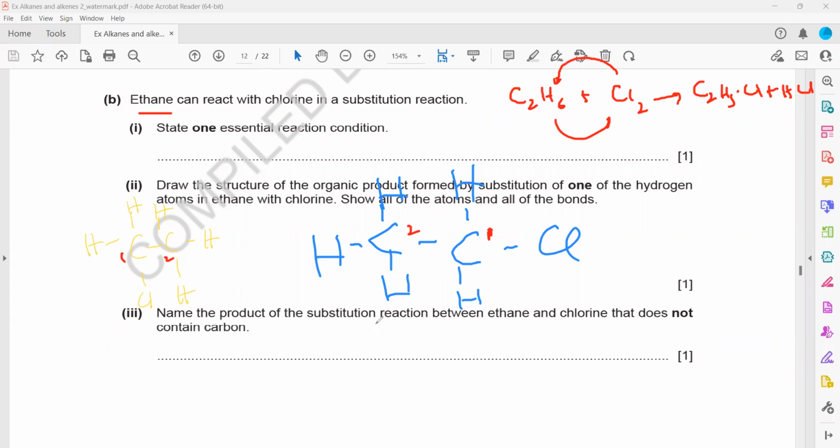Then name the product of the substitution reaction between ethane and chlorine that does not contain carbon. So what else is there? Hydrogen chloride, HCl. Don't say hydrochloric acid. That will be considered wrong, because hydrochloric acid forms when we dissolve this. But the product is hydrogen chloride.